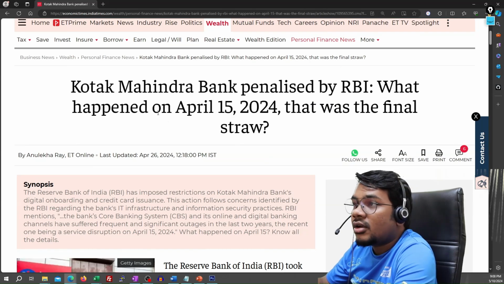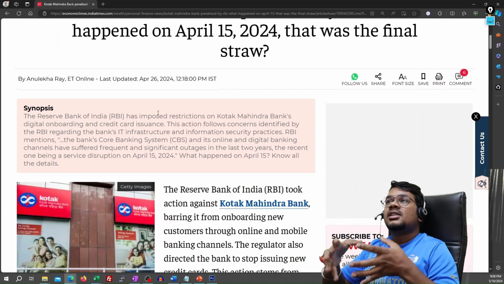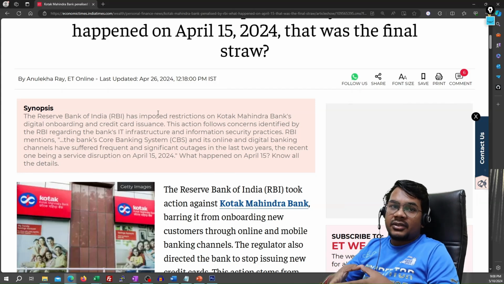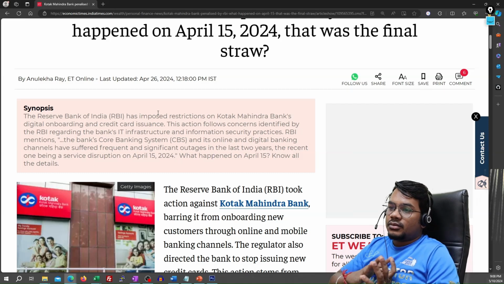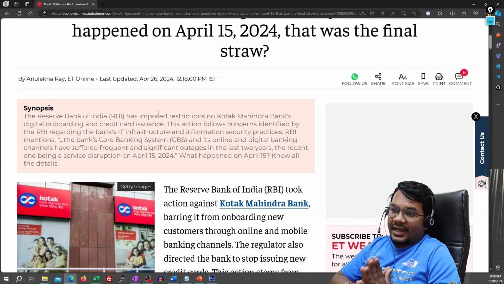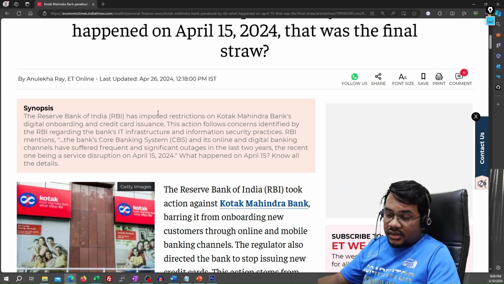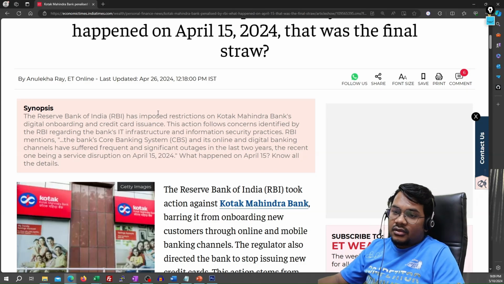It's on all major news channels. The background of that news is there were a lot of complaints from the existing customers of Kotak Mahindra Bank flowing into RBI, and RBI has been telling Kotak Mahindra Bank to improve their technological backend infrastructure. But after 3 years, they said enough is enough. You will not be able to onboard any new customers if you don't improve your systems and operations. Okay, so that news everyone knows.